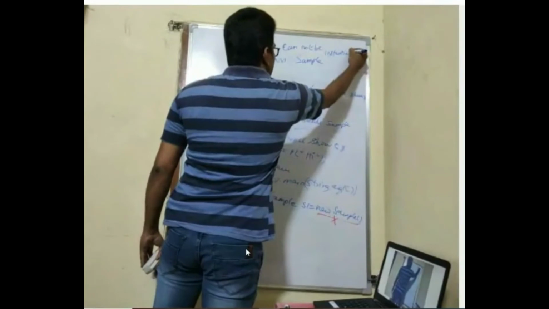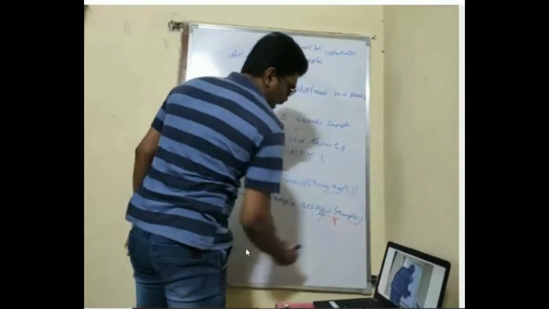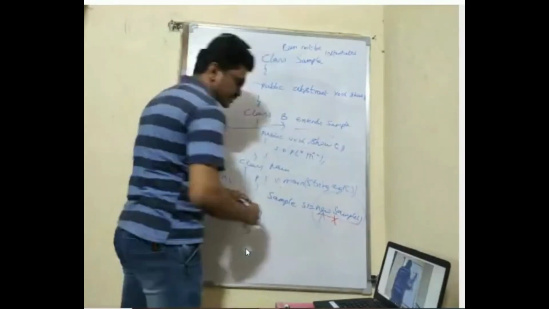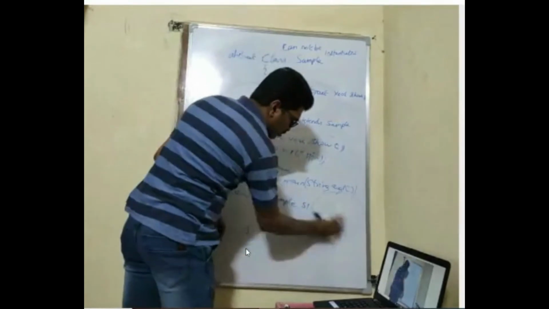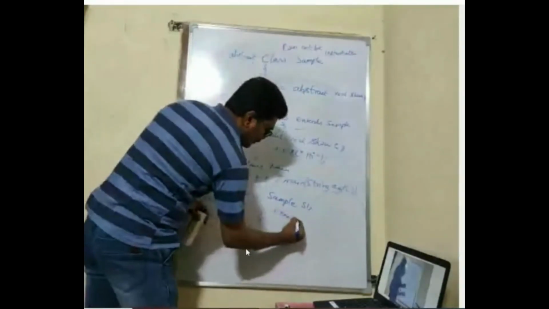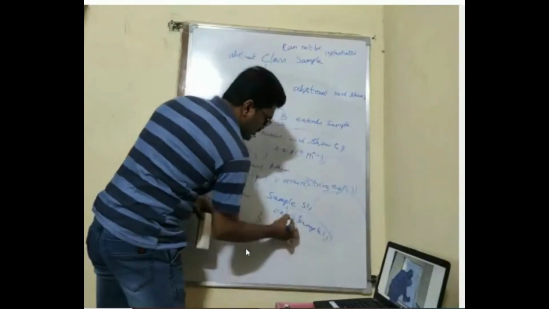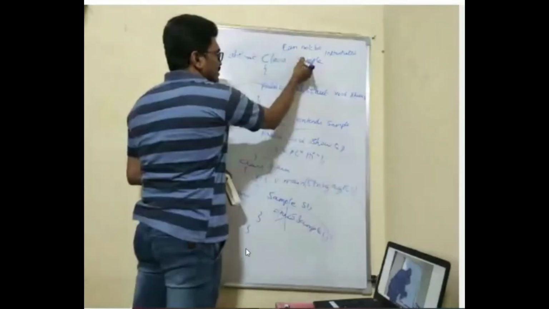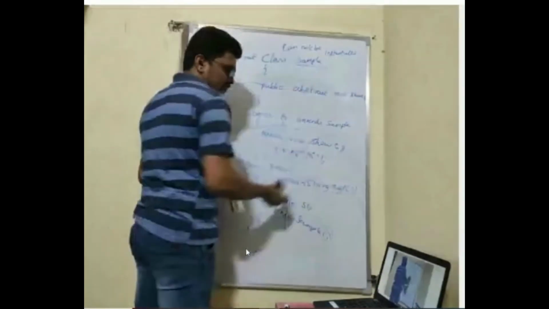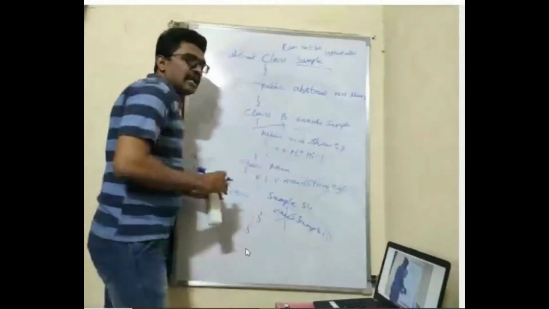That means you cannot use the new operator like this. An interface also cannot be instantiated. If you write Sample S1, there is no error, but if you write new Sample, it is not allowed. You cannot instantiate an abstract class or an interface. You cannot create an instance of an abstract class or interface. It is not allowed. Is it fine?